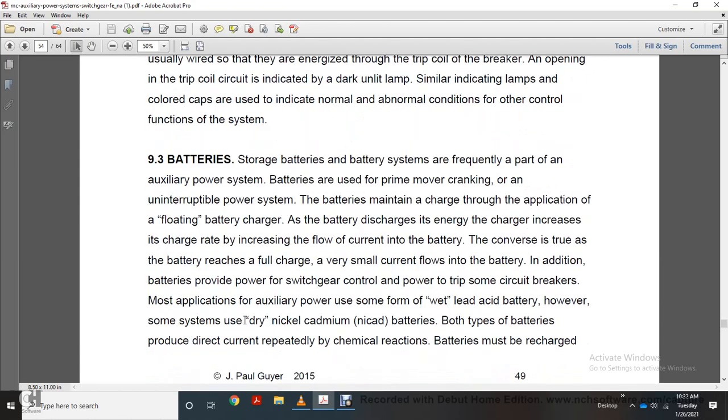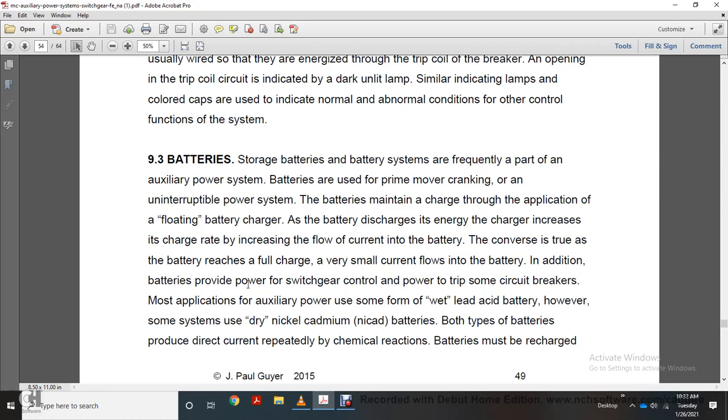Batteries. Storage batteries and battery systems are frequently part of an auxiliary power system. Batteries are used as the primary mover for cranking and as an uninterruptible power source system. Batteries maintain a charge throughout the application by floating battery charge. As the battery discharges energy, the charging rate increases with increased flow of current into the battery. The converse is true: as the battery reaches full charge, very small current flows into the battery.